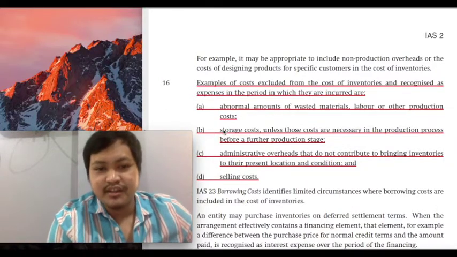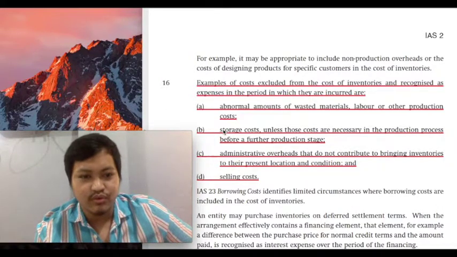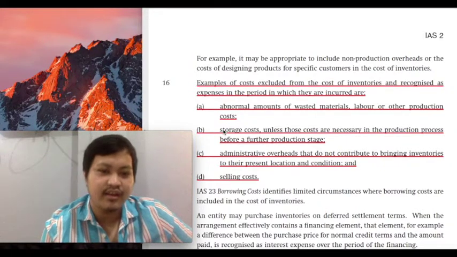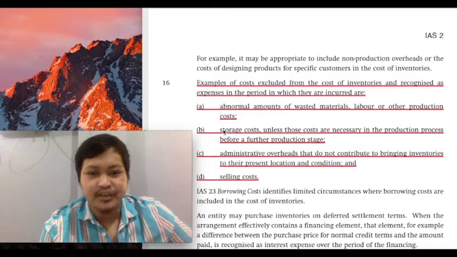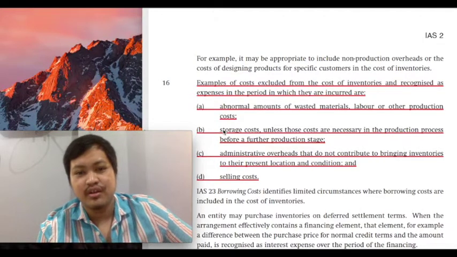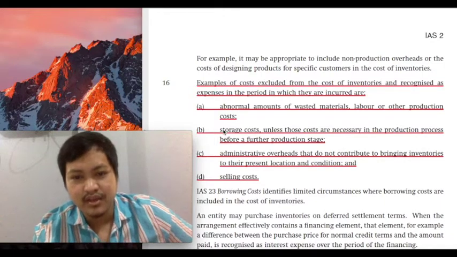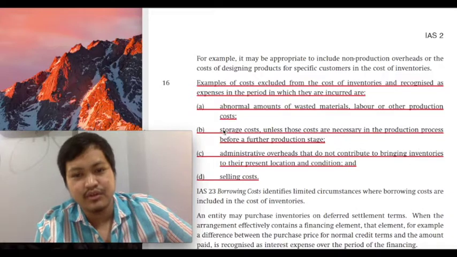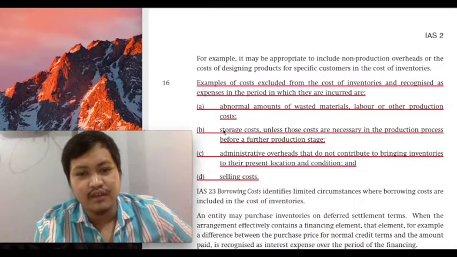Third, class, administrative overheads, those in relation to the management of the office, accounting, property management, everything else not related to the production, their cost will not be considered part of the cost of inventory. That should make sense because they do not contribute to the production of the inventories.